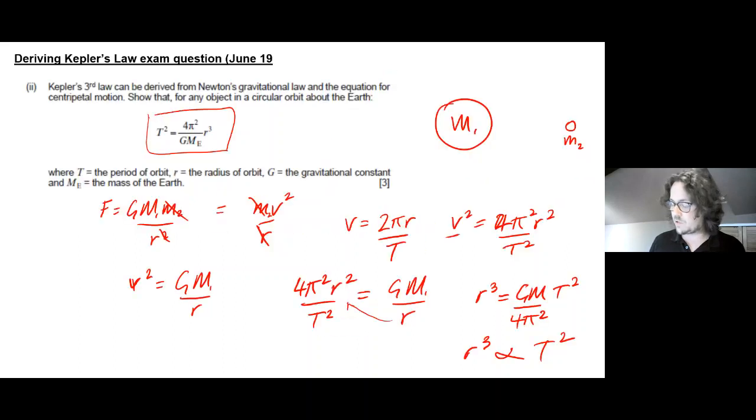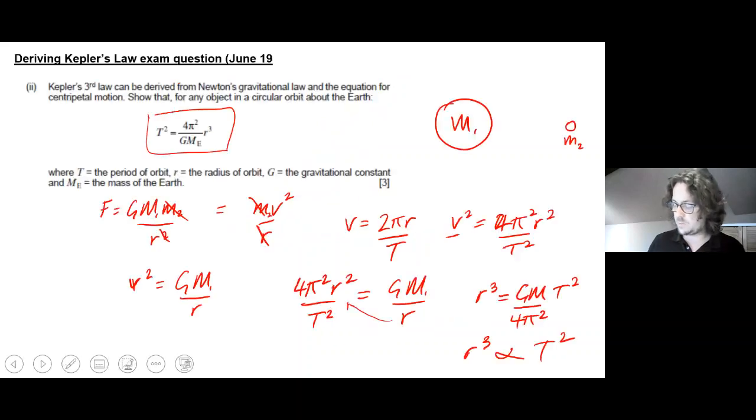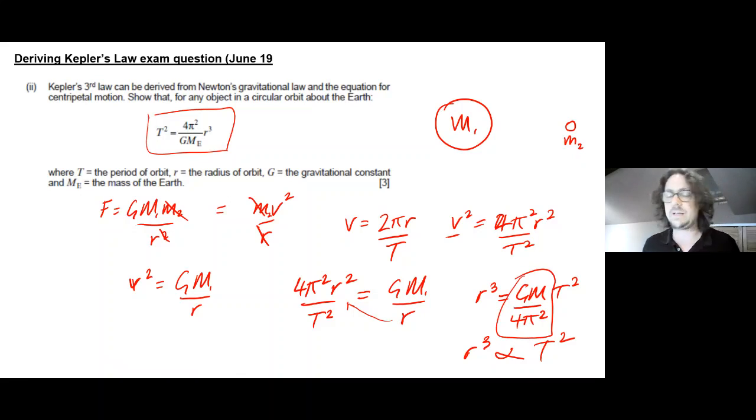But at the same time, what's incredible here is if you look at this gradient here, this gradient is going to be given by this here. And that gradient is going to tell you the mass of the sun. So not a bad day's work. Newton, in sort of confirming that with theory, managed to actually put together a pretty decent estimate for the mass of the sun at the same time. Not a bad day's work, I think you'll agree.